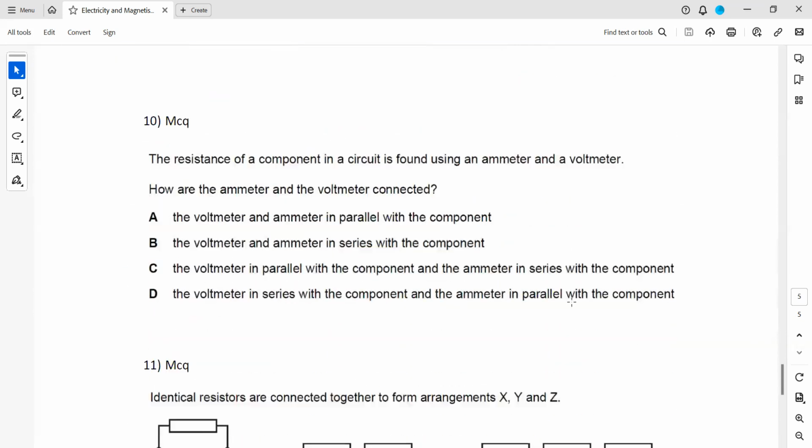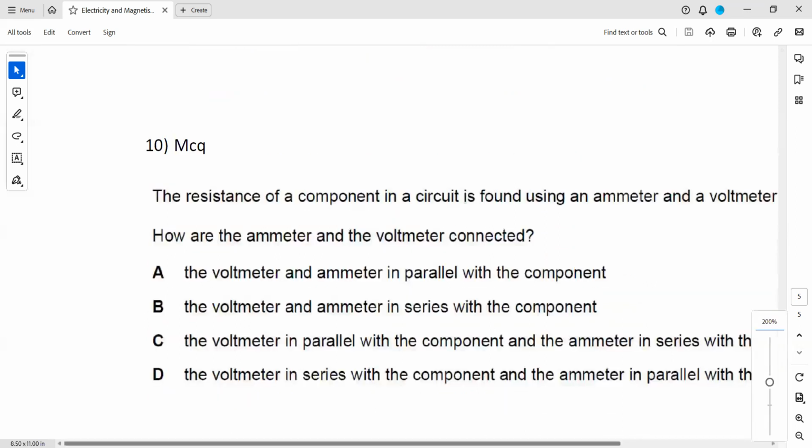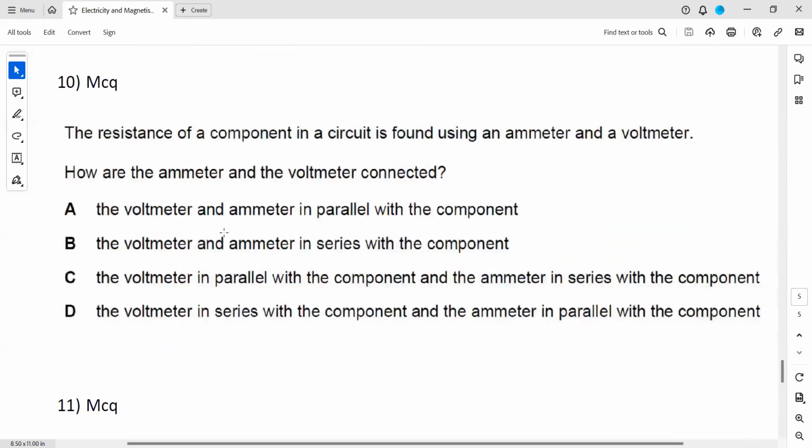In question 10, the resistance of a component in a circuit is found by using an ammeter and a voltmeter. How are the ammeter and voltmeter connected? Voltmeters are always connected in parallel and ammeters are always connected in series. So C will be the right answer.